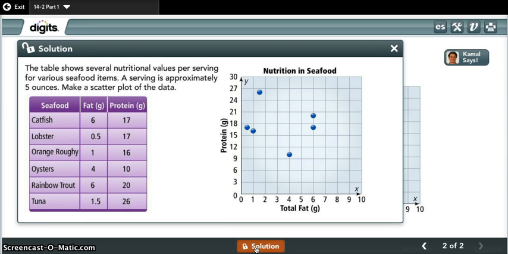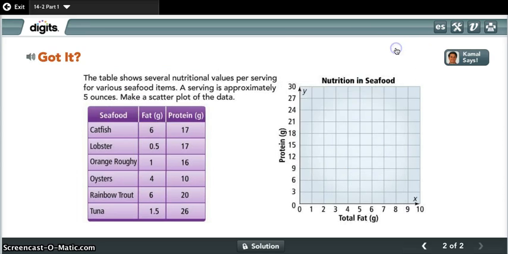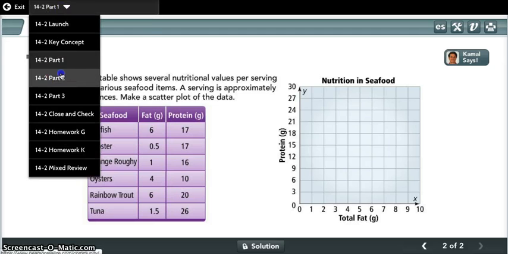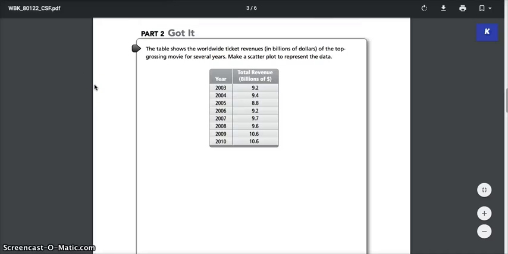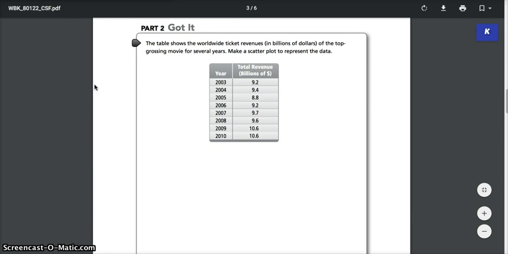All right, so your table or your graph should look something like this. Almost looks like you could draw Texas out of it by drawing around it like that. Okay, so that's your nutrition and seafood example. Let's move on to part 2. Part 2 is not coming up for me, but we can still do the Got It in your book.